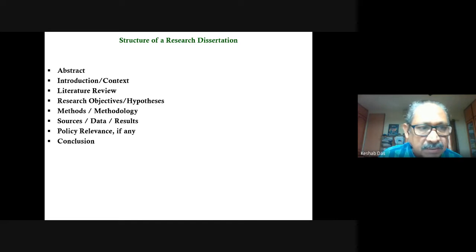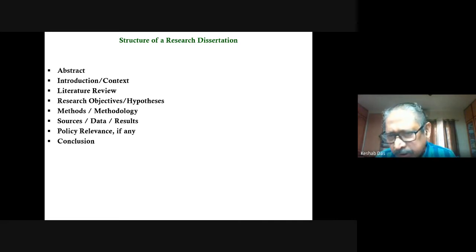So that's something which is very useful. And about methods and methodology, I will not say very much because Professor Misra is there. I am also hoping to learn from his very extensive research and his experience in this field.